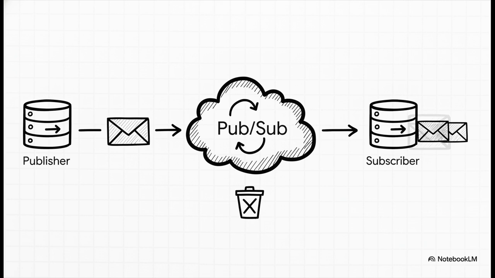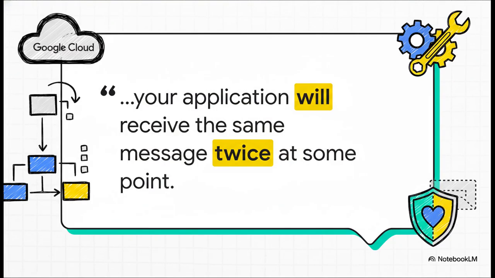But the trade-off is that sometimes, in certain failure scenarios, you might get the same message delivered to you more than once, and you absolutely have to be ready for that. And I'm not talking about some theoretical edge case here. As this quote says, your application will receive the same message twice at some point. It's a certainty. And it's not a bug. It's a fundamental design decision that prioritizes durability, never losing a message above all else. So the big question is, what do we do about it?